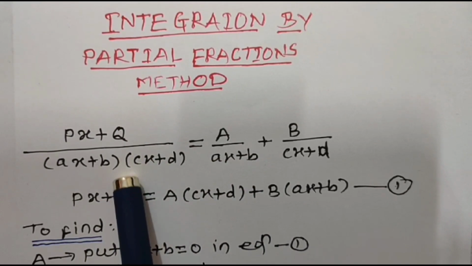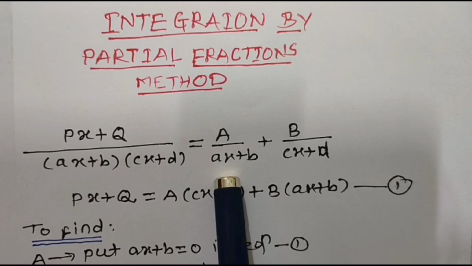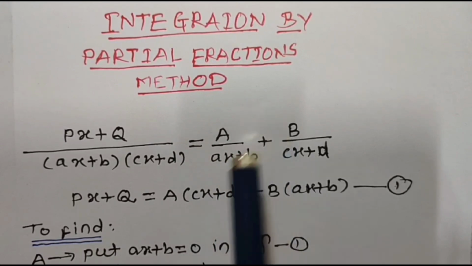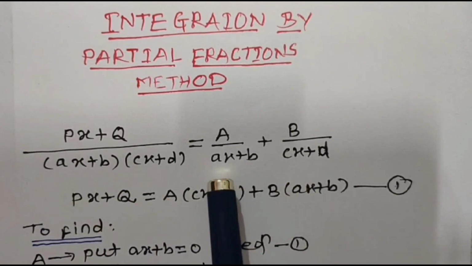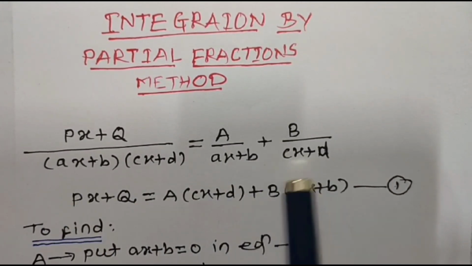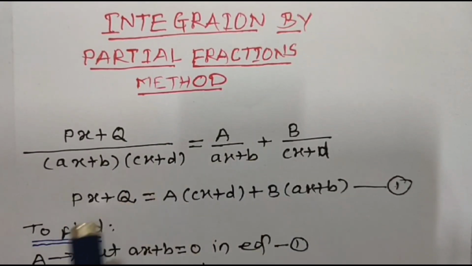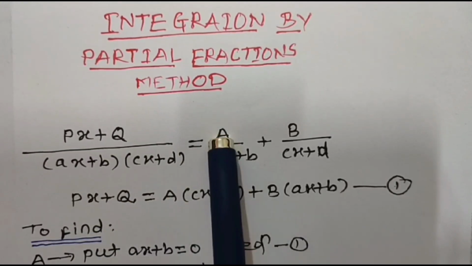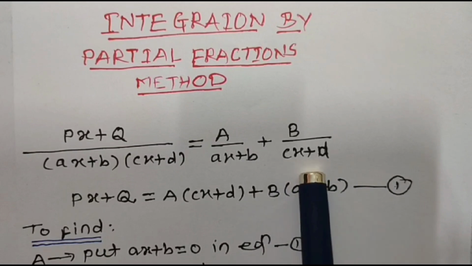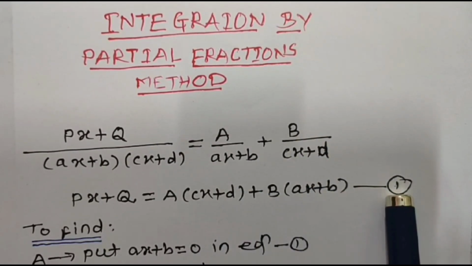The given rational function is equal to constant A divided by the first linear factor plus constant B divided by the second linear factor. Then, making the denominator of the right hand side similar to the denominator of the left hand side, we get the form: numerator px plus q as it is, equal to sign as it is, then A into cx plus d plus B into ax plus b. Consider this as equation number 1.